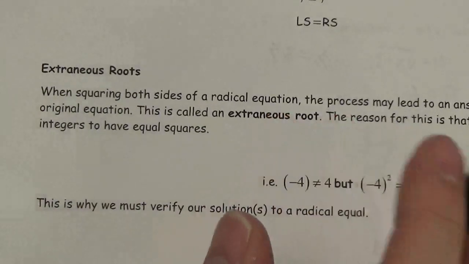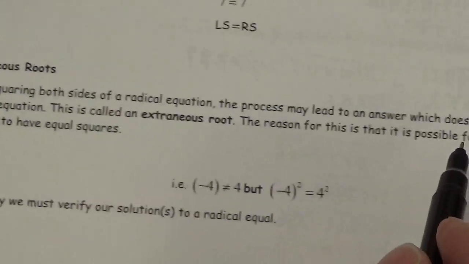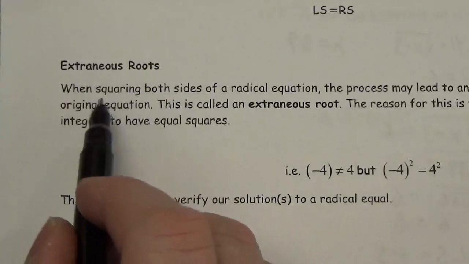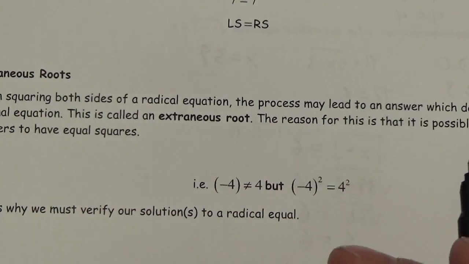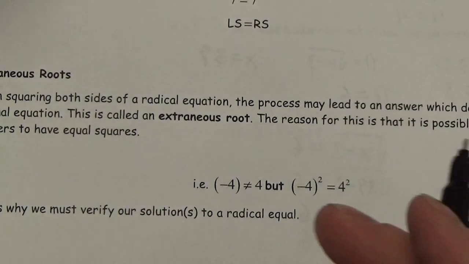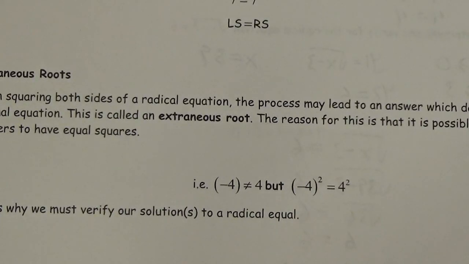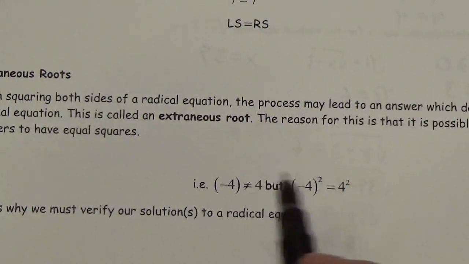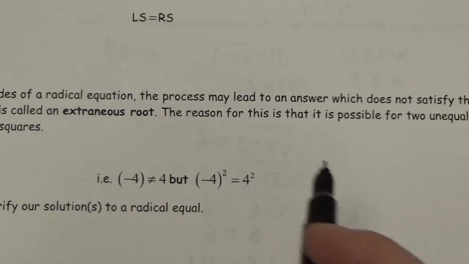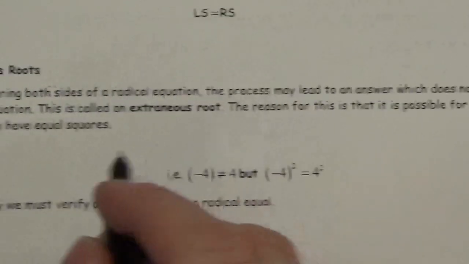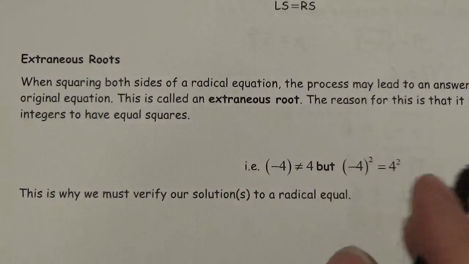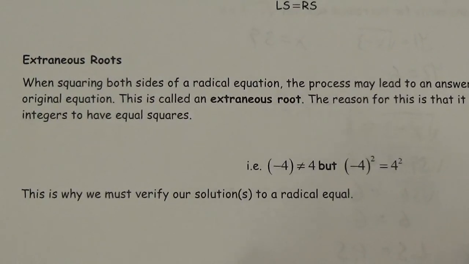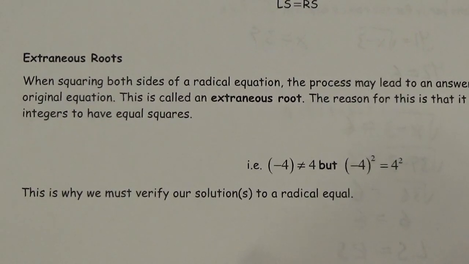So when squaring both sides of the radical, just to explain what's going on here, the process may lead to an answer which does not satisfy the original equation. This is called an extraneous root, and usually it pops up because of negative terms. Remember, when you square something, whether it's positive or negative, the result is positive. But that original thing that you were squaring could have been positive or negative, and so that's usually the source of our extraneous roots. The reason for this is that it is possible for two unequal integers to have equal squares. So anyway, that's why we need to be on the lookout for it.